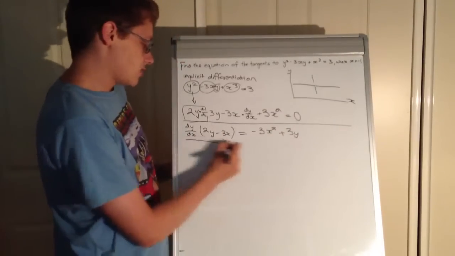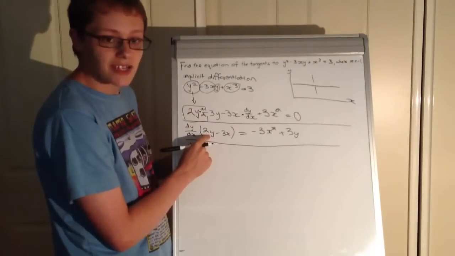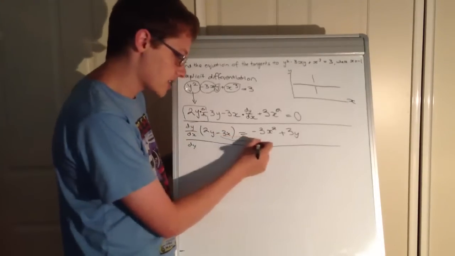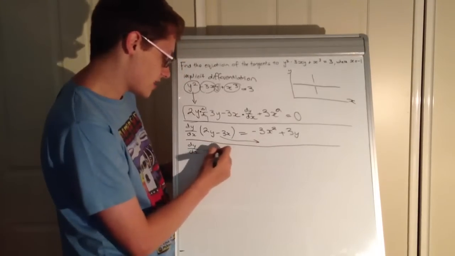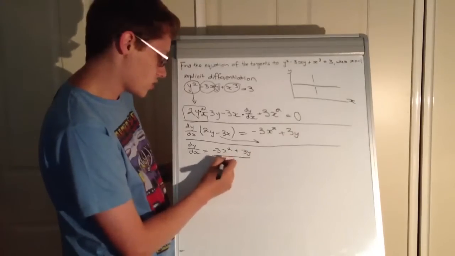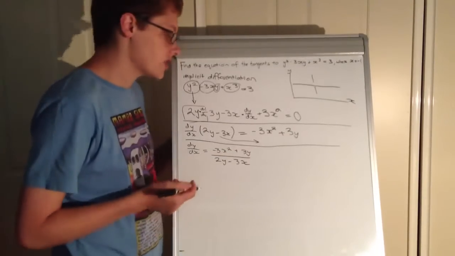And then our next line is to simply put dy/dx as the subject of the equation, so move this from the numerator on the left-hand side to the denominator on the right-hand side. So you get dy over dx equals negative 3x squared plus 3y, all over 2y take 3x. And there we go, implicitly differentiated.